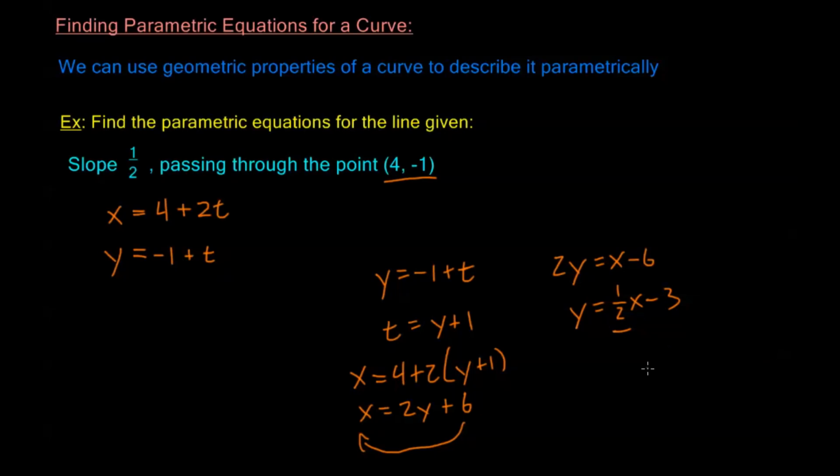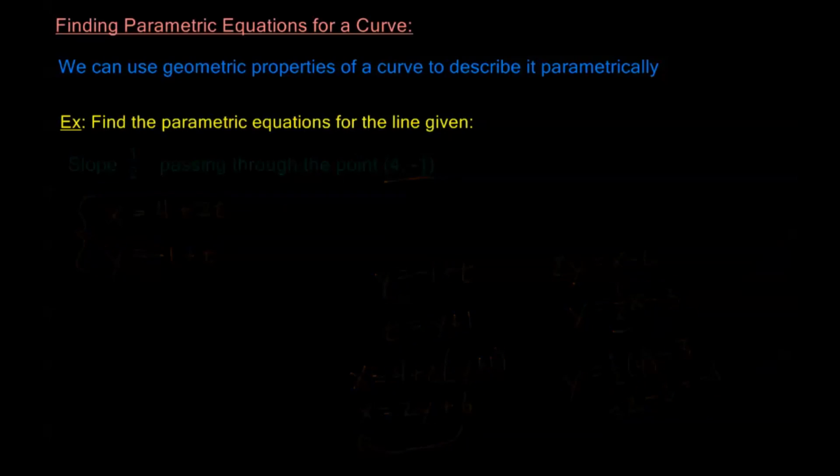Now we have the right slope here because we have a slope of 1/2, and let's plug in x equals 4. When x equals 4, y is going to be 1/2 of 4 minus 3. So this is 2 minus 3, which is indeed -1. So this line passes through the point (4, -1), and it has a slope of 1/2. So we have the correct parametric equations here. All right, let's take a look at another example of this.